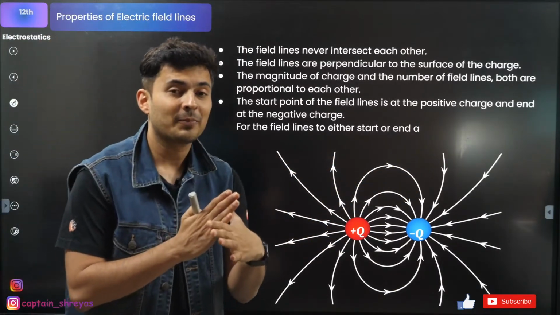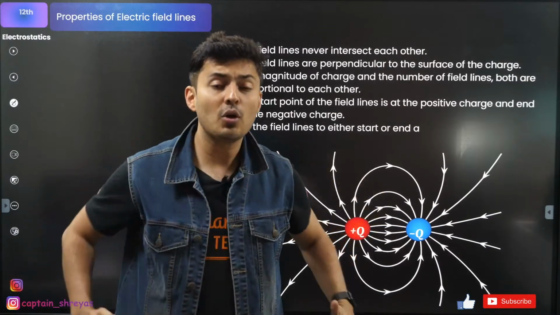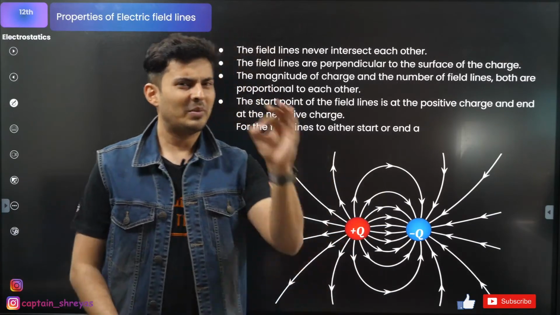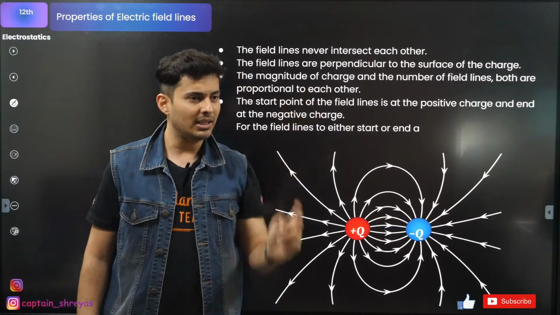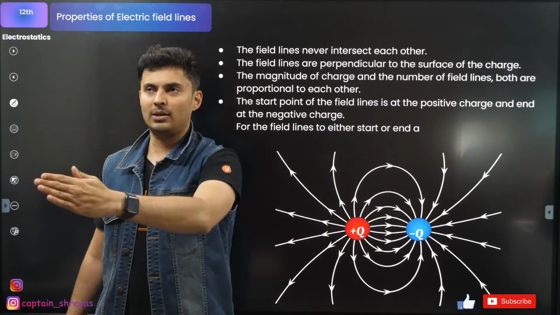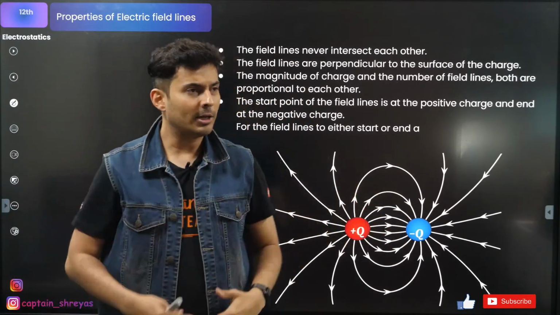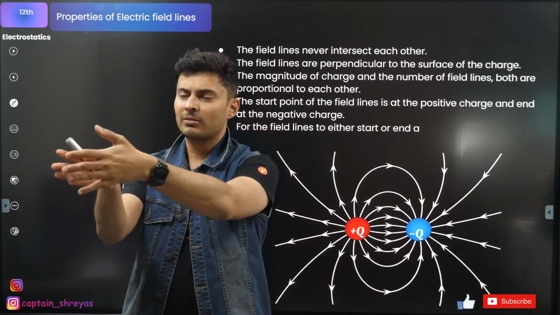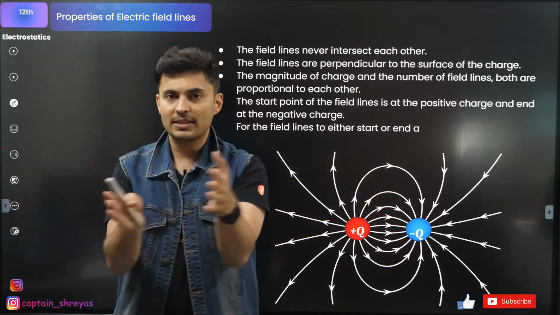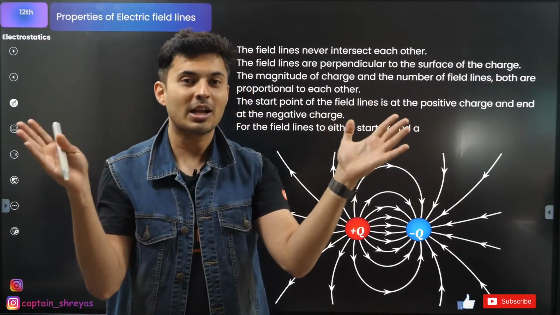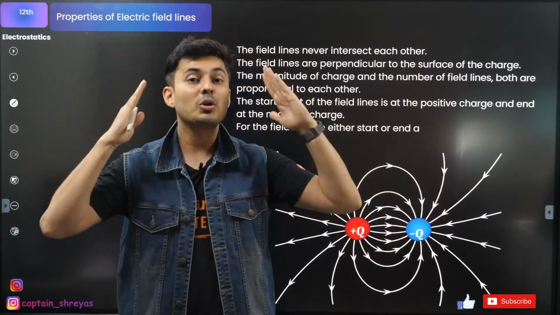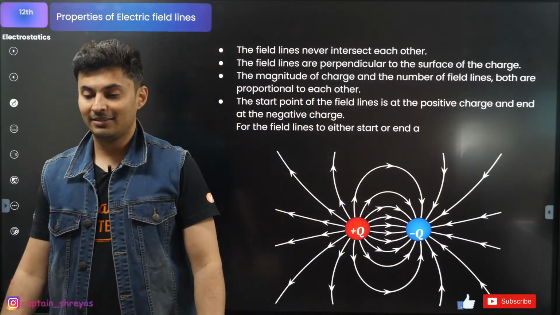Because if they intersect, then it means at that point you have two directions of the field. But field cannot have two directions. Either it is this way or it is that way. If field lines intersect, that means field is this way and this way. Is it this or is it this? You'll be confused. No, there cannot be confusion. So that's the reason why you should never cross the field lines.